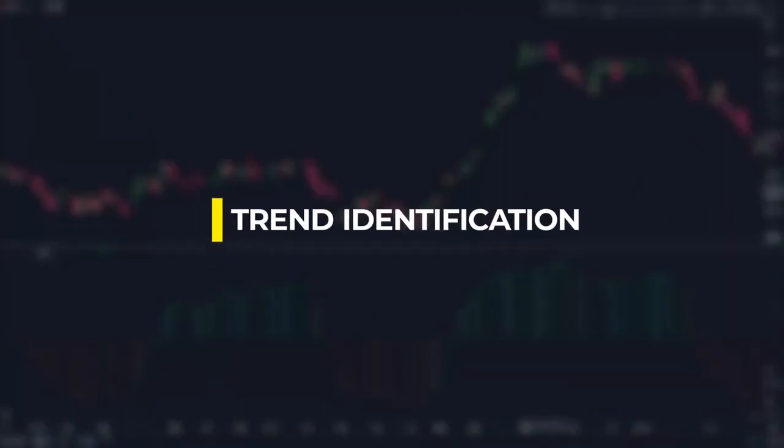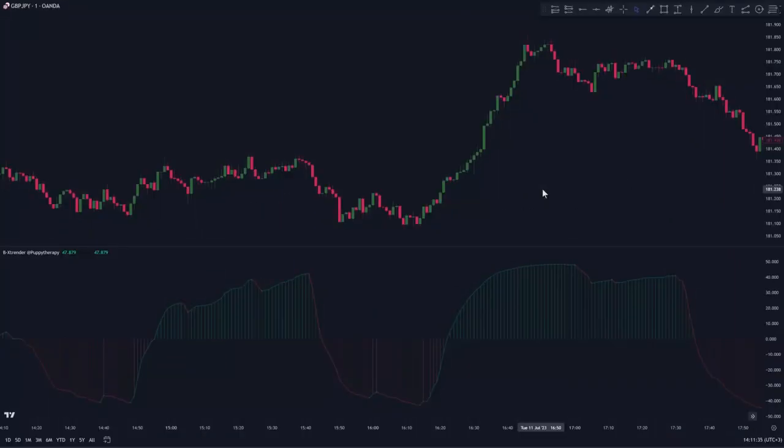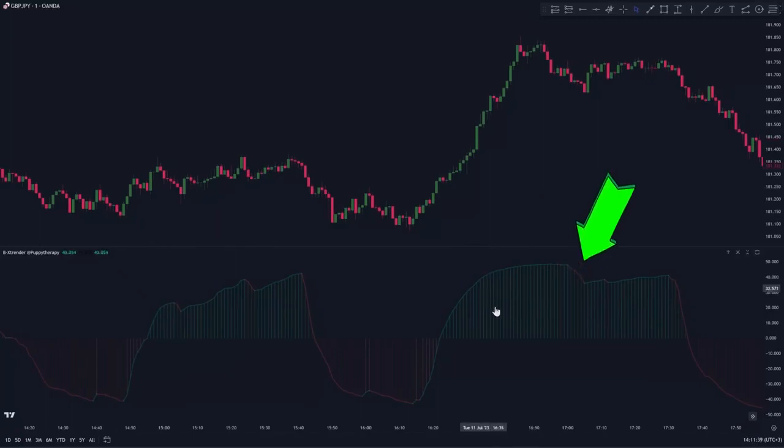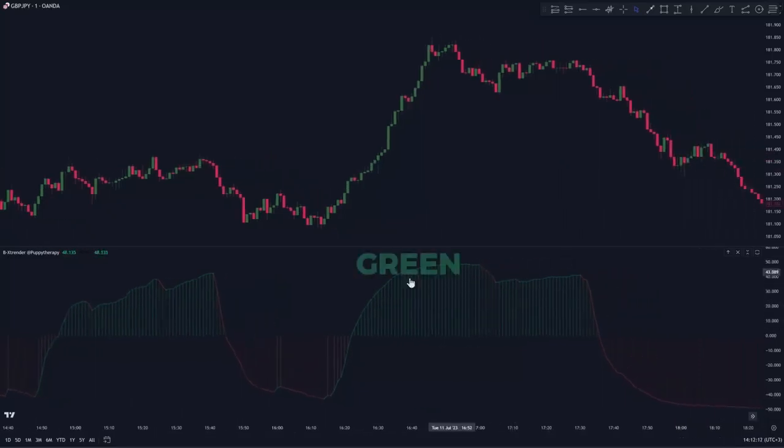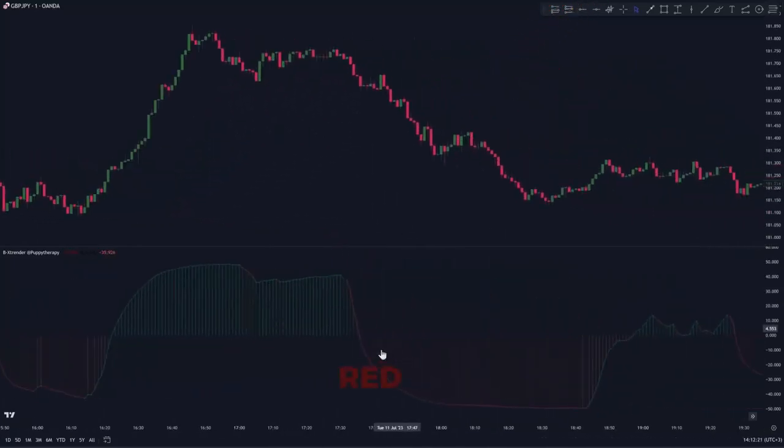Third, trend identification. This function is gonna be carried out by the BX Trender Trendline and Histogram. As previously mentioned, the line above the histogram represents the BX Trender Trendline, while the histogram itself represents the BX Trender Trend Histogram. When they both display a green color, that indicates a bullish trend, and when they turn red, that indicates a bearish trend.